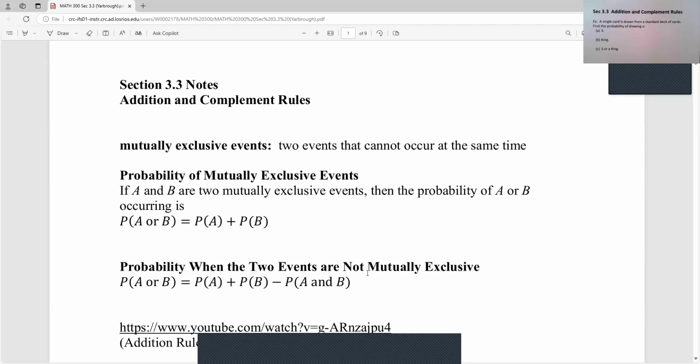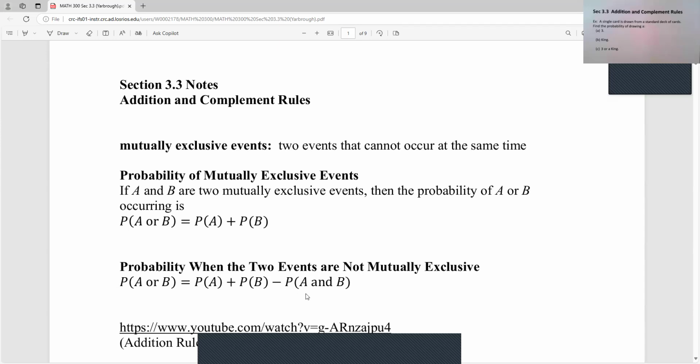However, when two events are not mutually exclusive, meaning they could happen at the same time, we have a different, slightly more difficult formula. It says probability of A or B equals probability of A plus probability of B minus the probability of A and B happening at the same time. So we have this extra subtraction part when A and B are not mutually exclusive.